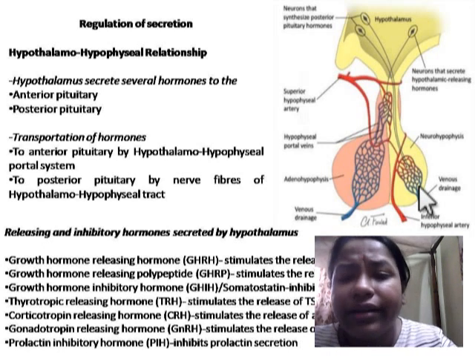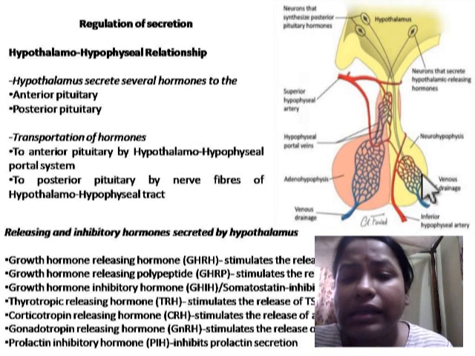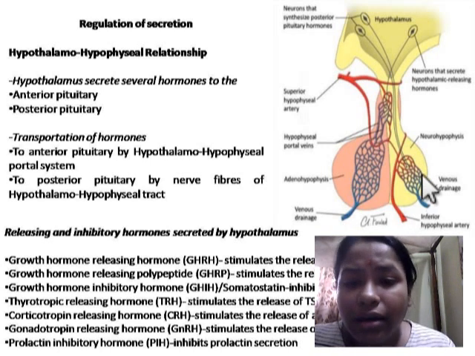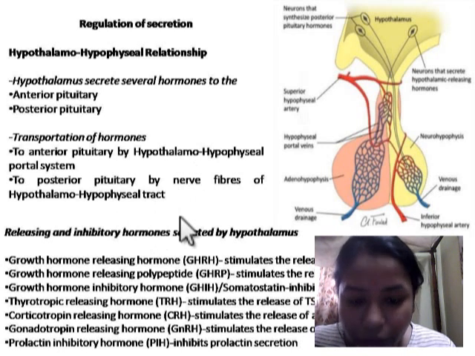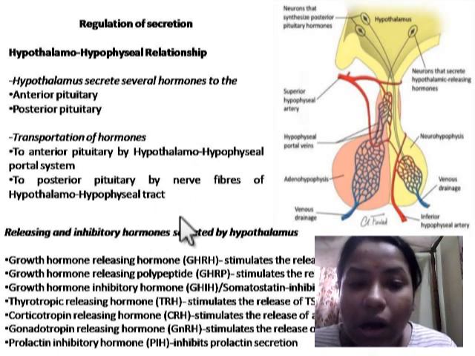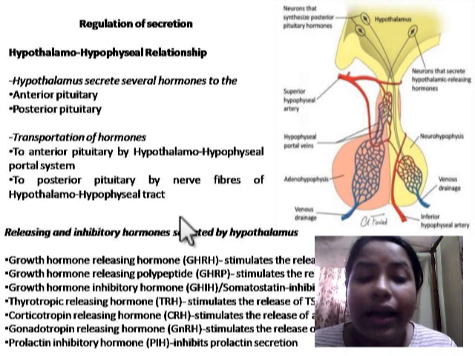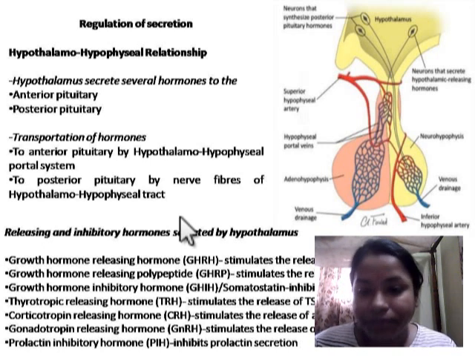Now here is a list of some releasing and inhibitory hormones secreted by the hypothalamus, which act actually on our anterior pituitary portion.